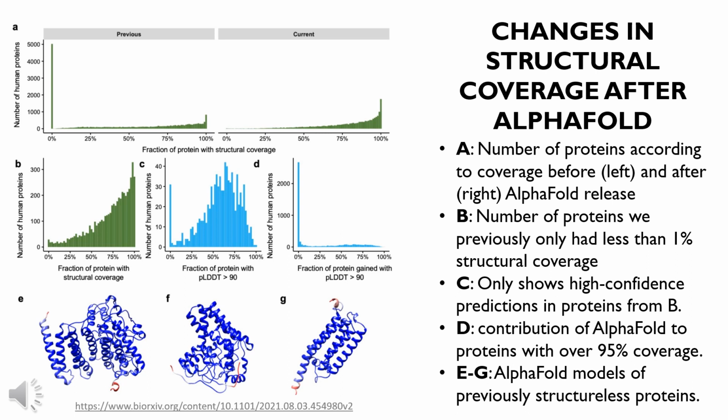This figure highlights how AlphaFold has helped us increase coverage of proteins with high confidence. In figure A, we can see a significant increase from the left to right figure, showing that after AlphaFold was released, we have higher coverage of proteins. Prior to AlphaFold's release, figure B highlights the number of human proteins that had less than 1% coverage. This figure shows us that AlphaFold is most important in predicting structures of proteins that have a high degree of uncertainty regarding their structural status, rather than proteins that we already have a lot of coverage for.